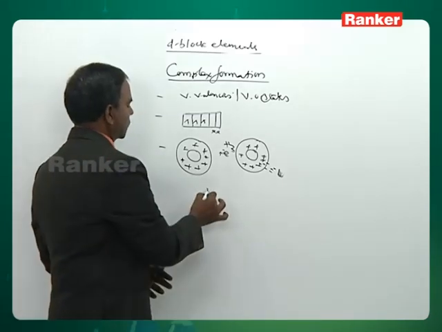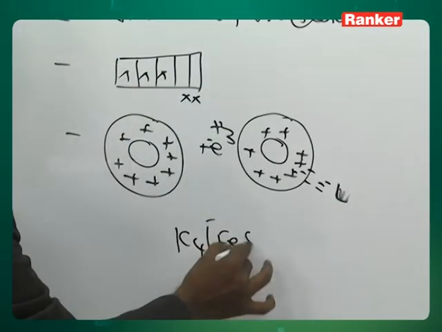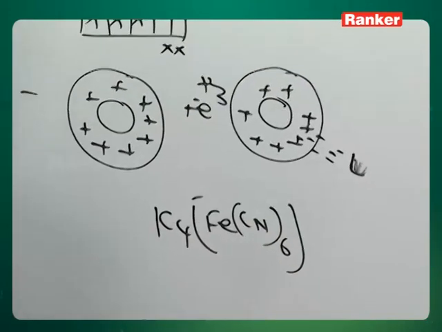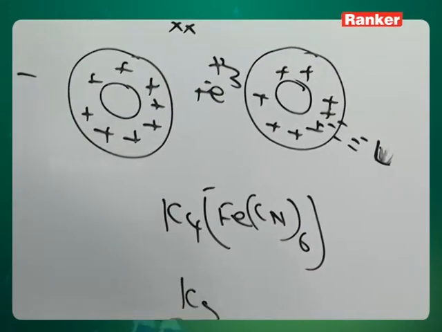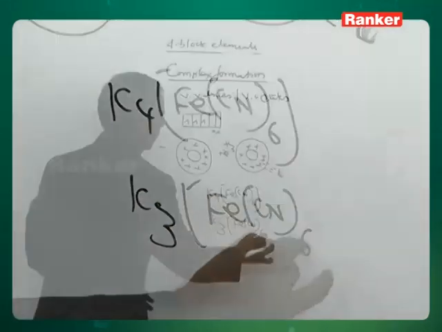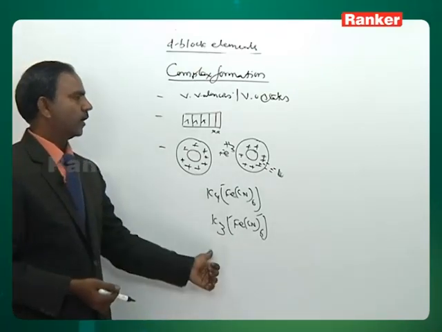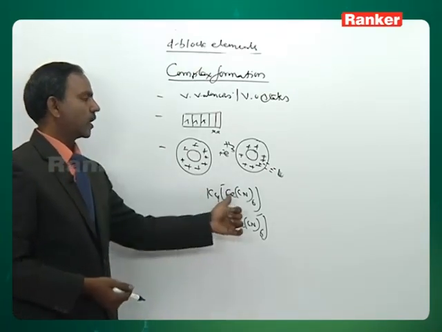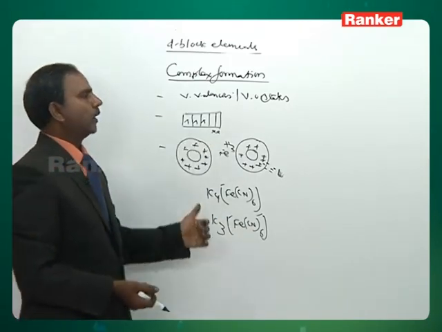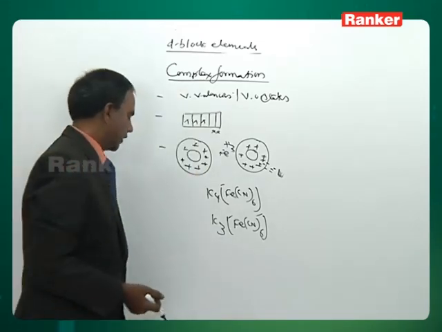You might know complex compounds. Let me write one or two. K4[Fe(CN)6], potassium ferrocyanide, we call. And let us take K3[Fe(CN)6]. What do we call it? Potassium ferricyanide. It is ferricyanide, iron plus 3, and ferrocyanide, iron plus 2. Like this, most of the d block elements are highly capable of forming complex compounds due to these reasons.